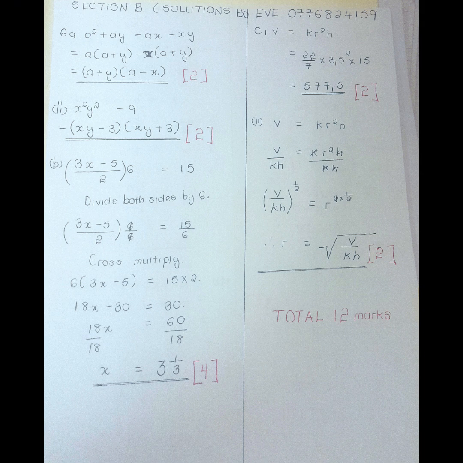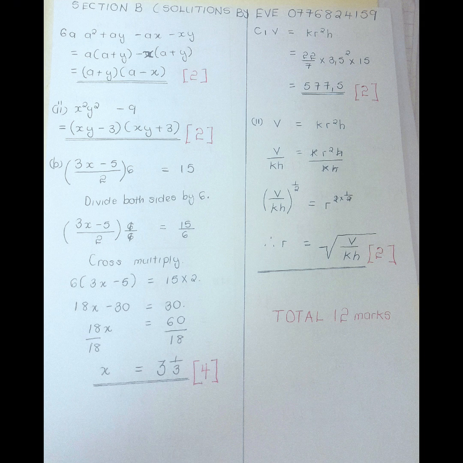Then part B, we want to find the value of x, of which the perimeter of the hexagon is 15 centimeters. We are given that the length of each side is (3x minus 5) over 2. So we are going to say (3x minus 5) over 2 times 6 is equal to 15. We divide both sides by 6, and then we do the cross multiplication so that our x is going to be 3 1/3. Here we are supposed to write it is 3 1/3 centimeters, right?